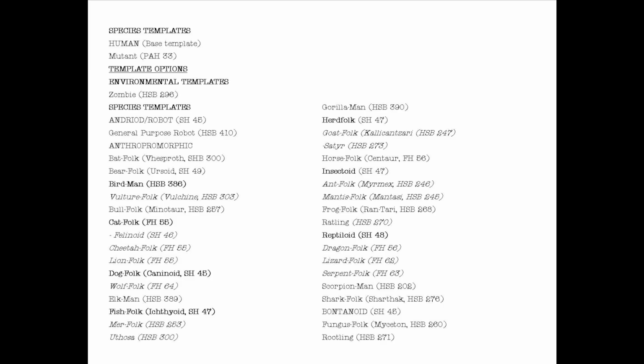There are no species templates in the Post-Apocalyptic Hero book, but there are plenty in the Hero System in general, mostly from the Fantasy Hero as well as Star Hero that can be used to expand your campaign. And here's a small list.